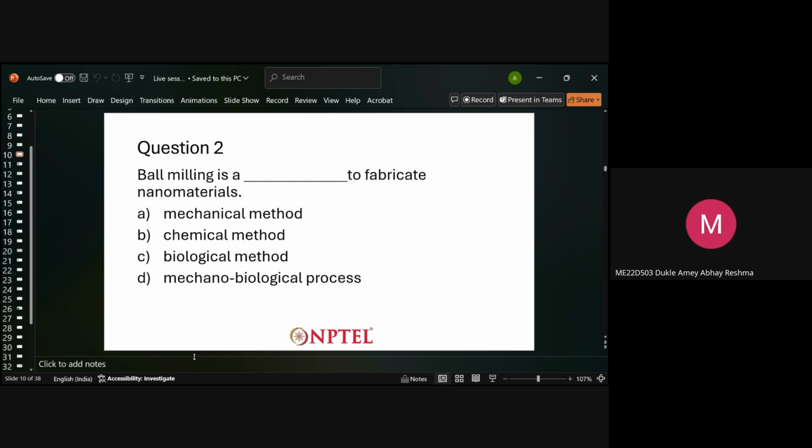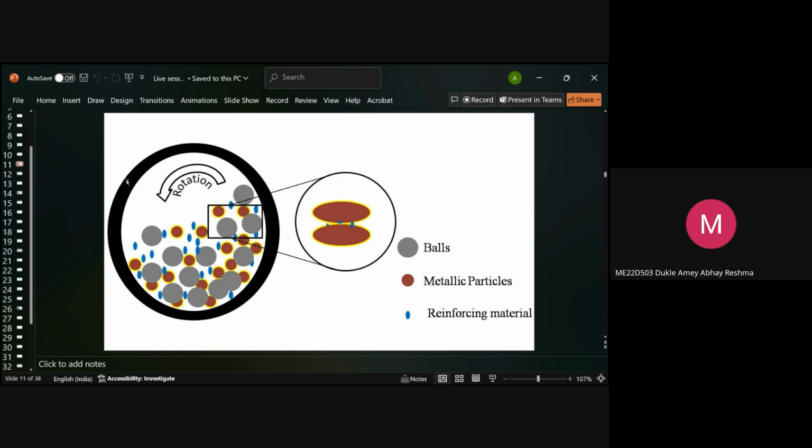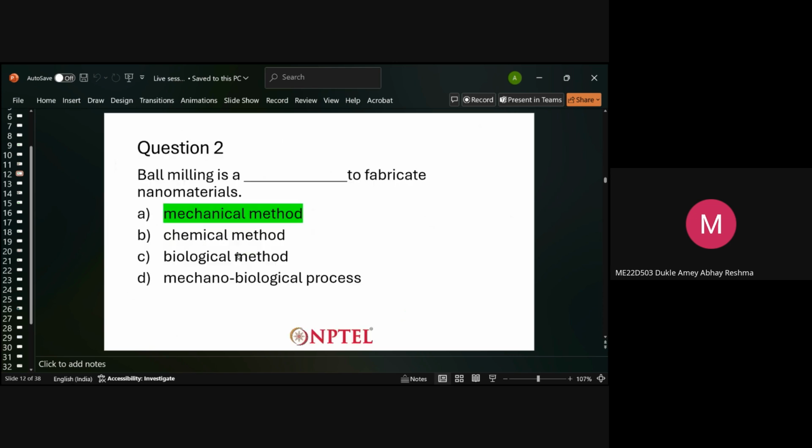Since ball milling involves mechanical force where you are crushing the material, in the container you are putting the balls, and you are rotating the container, and then what you will get is basically mechanical action, that is impact and attrition. So for ball milling, the mechanism name is impact and attrition. So it is basically a mechanical method.